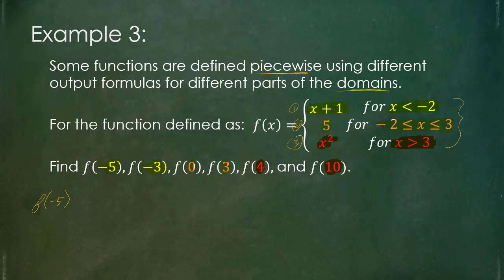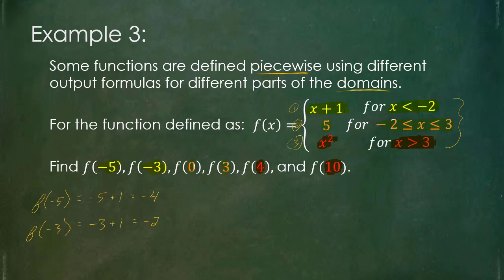So f of -5, I'm supposed to plug into the top equation. That would be -5 plus 1, which then equals -4. If I did the same or similar thing for f of -3, because -3 is less than -2, I'd plug it into that top expression. It'd be -3 plus 1, which would give me an answer of -2.